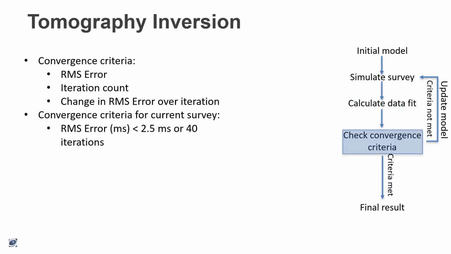So we have a couple different ways of defining convergence criteria. And these can be like root mean square error, so the root mean square error of the modeled and real data, or iteration count, or you can have things like change in RMS error over iteration. An RMS error can either be an absolute RMS error, in a unit like milliseconds, or it can be a percent. So you can have an RMS error as a percent of, say, the average travel time. For the data set that I'm showing, the RMS error was set to less than 2.5 milliseconds, or 40 iterations.